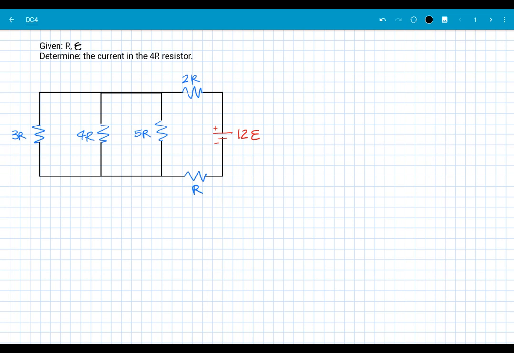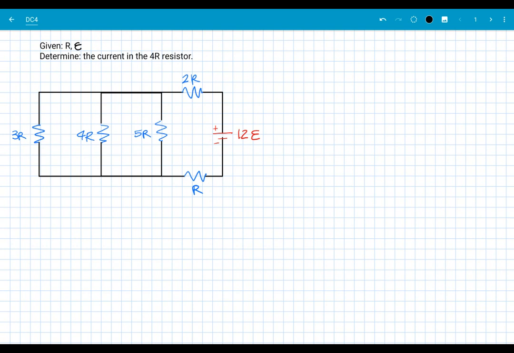The first thing I'm going to do is find the battery current. So you might want to know why I'm interested in the battery current. The battery current is not the same current that flows through the 4R resistor here. But I'm interested in the battery current. And here's why. Here's my plan for this circuit.